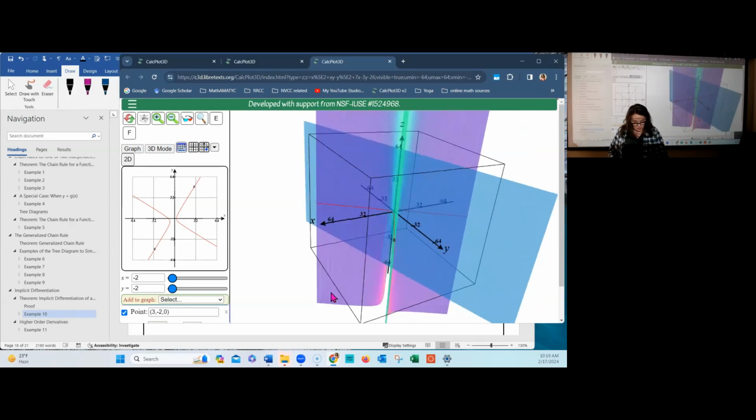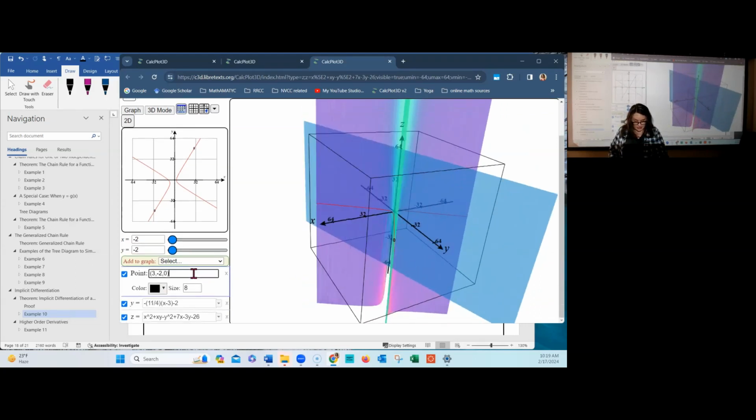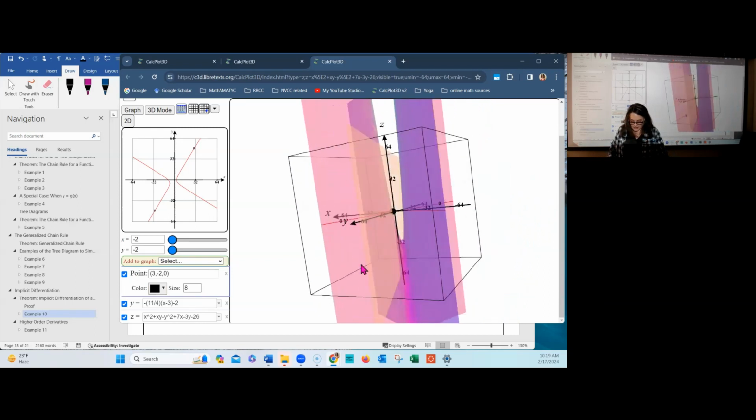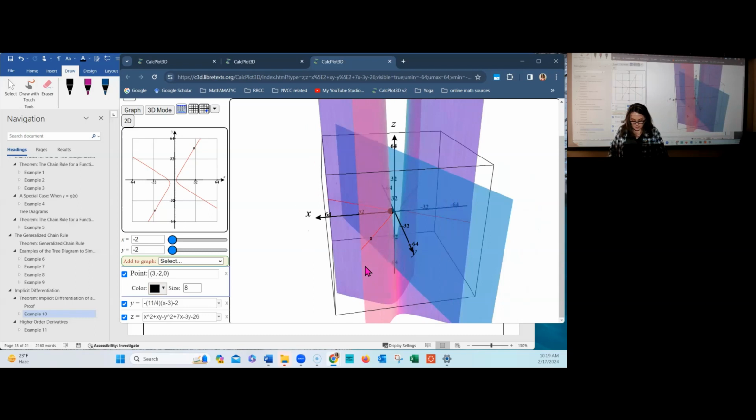And it looks like the point has gone to sleep again. So let's see if this will put it back on. Maybe it will. There it goes. All right. So the plane is intersecting the surface at the point, and it's giving us this projection.